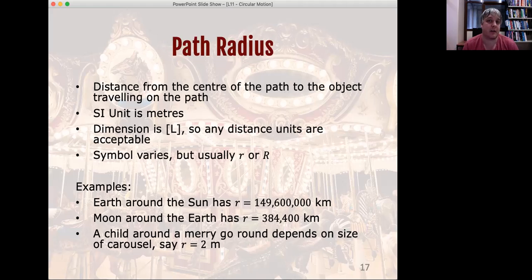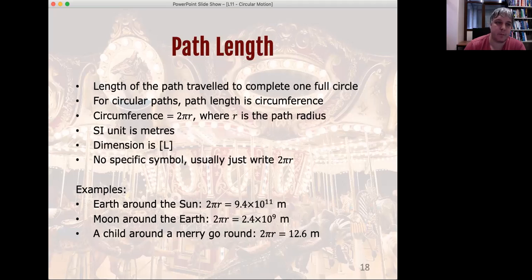So the child is not rotating about a fixed point in the same way that the merry-go-round is. The child is being rotated around a circular path, whereas the merry-go-round itself stays in one location but rotates on the spot. So there's that slight distinction, which is why I've included both examples.